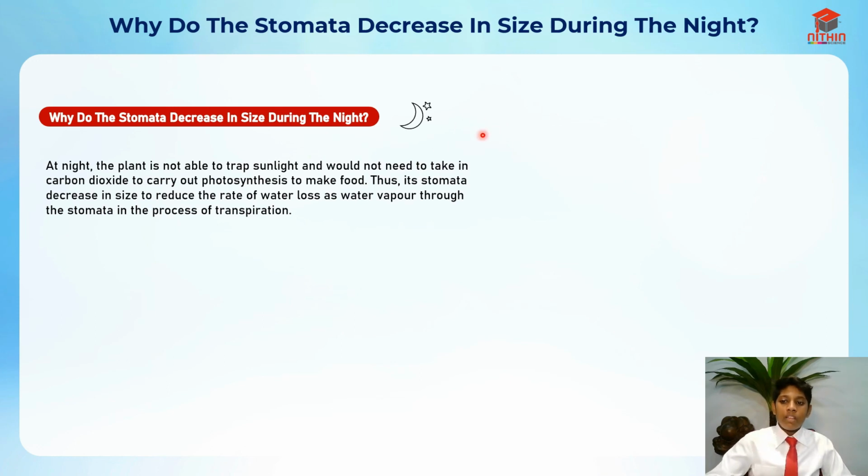So basically, it doesn't want any disadvantage to happen. So in the daytime, the plant needs more carbon dioxide to photosynthesize, right? But at night, you don't need photosynthesis, right? So that's why it decreases in size, because it doesn't need to take in carbon dioxide, and it wants to reduce the rate of water loss, okay, in the process of transpiration. That is why it decreases in size during the night time.